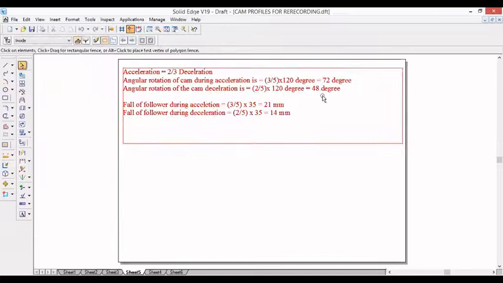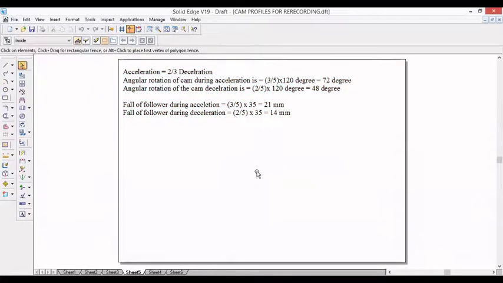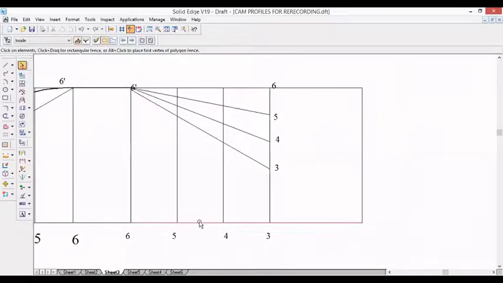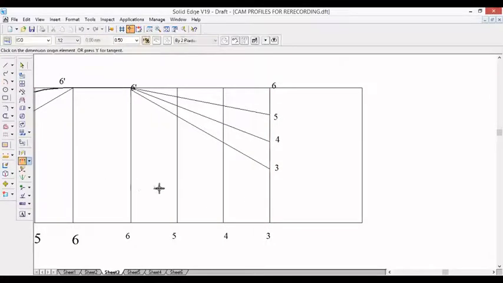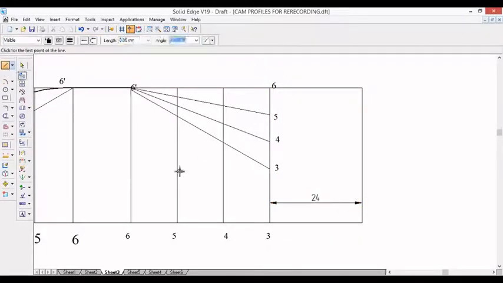The deceleration part is 48 degree. So 48 degree divided by 12 mm. Sorry, 20 degree. 48 divided by 20 gives us 2.4 centimeter. Let us divide that also into 3 equal parts. So 0.8 centimeter or 8 mm. So we need to draw an 8 mm line. See, the total distance between these two lines right now is 24 mm. So we are dividing it into three equal parts. So for every 8 mm, you draw a vertical line.